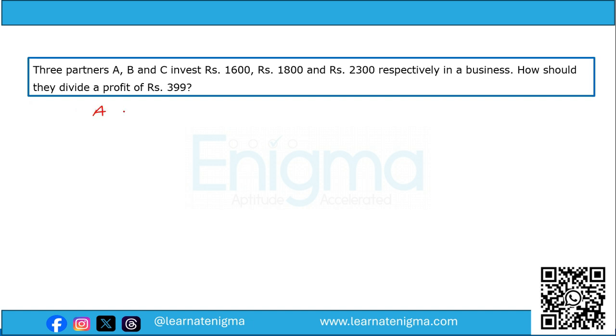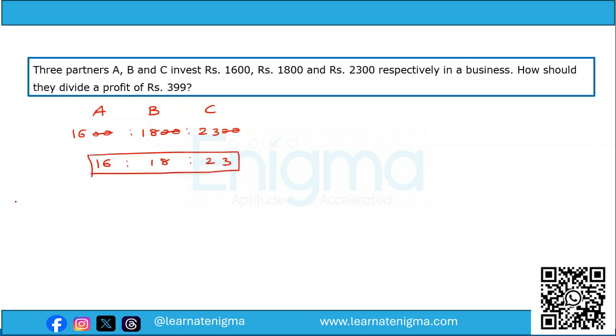Now, as nothing is mentioned about their time duration, the profit will be distributed in the ratio of their investment, which is 1600, 1800, and 2300. So the zeros get cancelled out. We get the ratio as 16 is to 18 is to 23.